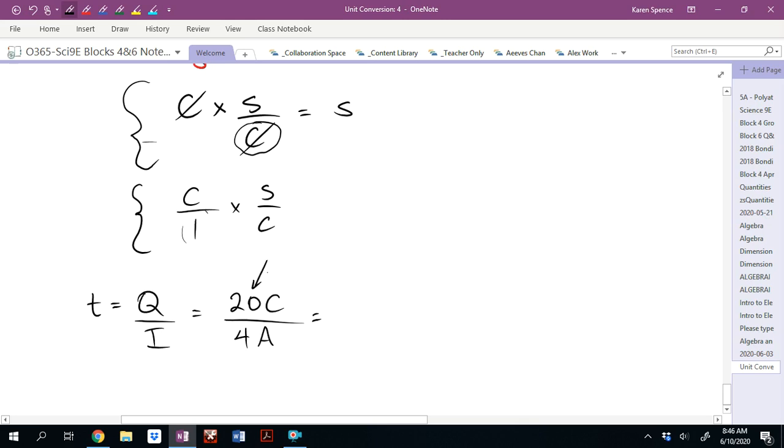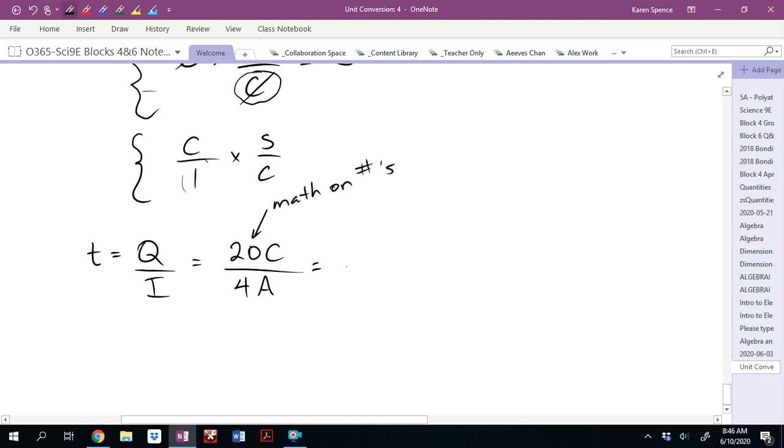Okay, you can actually do the math on the numbers first. Do the math on the numbers. That might make your life just a little bit easier. Okay, so now we have 20 divided by 4 is 5. Now my unit is coulombs over, remember an amp is a coulomb per second.